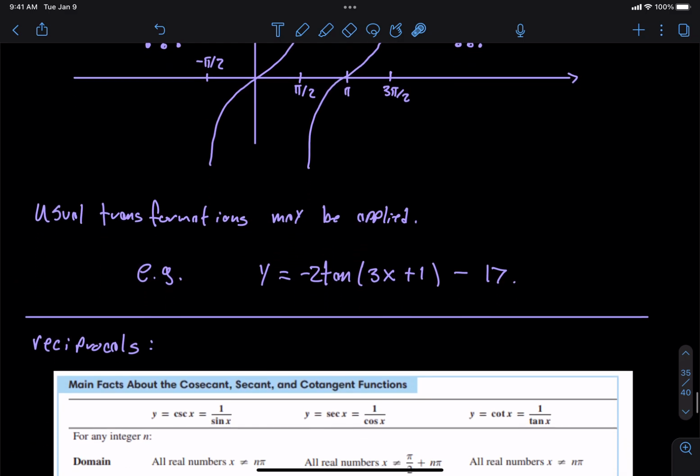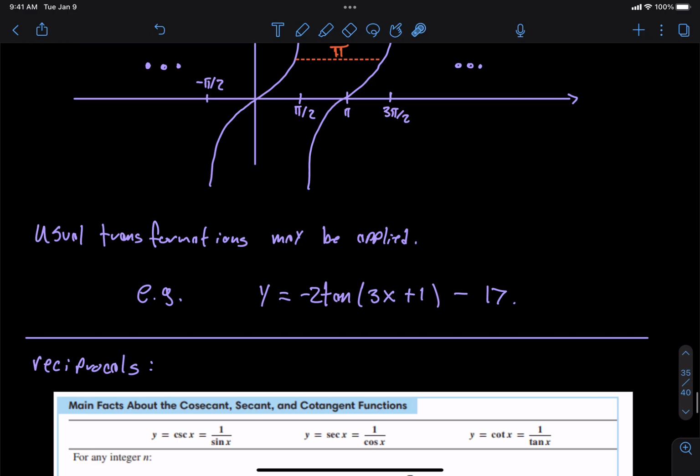Okay, so now I'm going to talk about the reciprocal functions. So what do we mean by reciprocal? Well, cosecant of x is the reciprocal of sine. Secant x is the reciprocal of cosine. Cotangent of x is the reciprocal of tangent of x. So what we mean by reciprocal is we take 1 divided by that function. So what are their graphs going to look like?